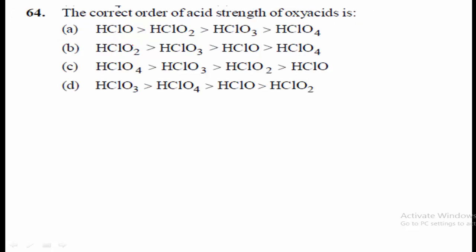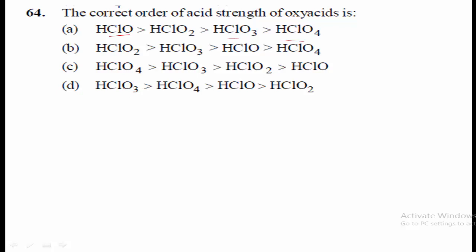64th, the correct order of acid strength of oxyacids is... The acid strength of oxyacids of the same halogen increases with the increase in oxidation state of the halogen. So as the oxidation state of the halogen increases, the acid strength of oxyacids also increases. Here the same halogen atom Cl is there, so you need to find the oxidation state. The one with the highest oxidation state of Cl will be the strongest acid, and the one with the lowest oxidation state will be the weakest acid.